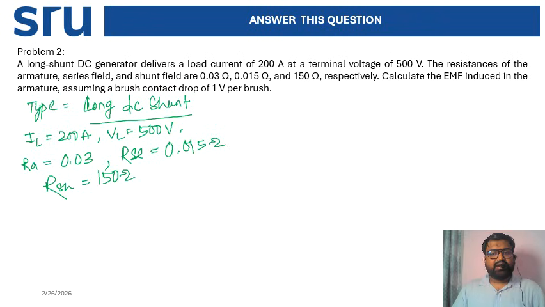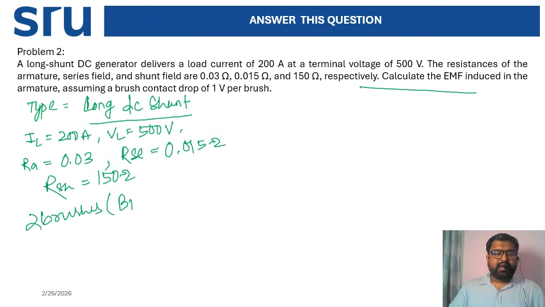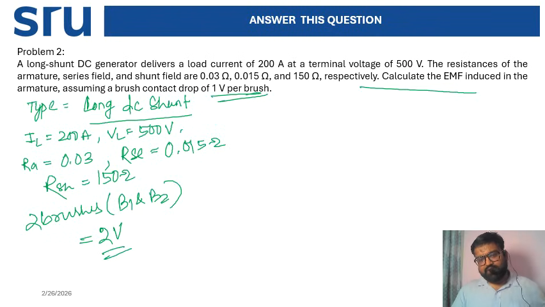Calculate the EMF induced in the armature, assuming the brush drop of 1 volt per brush. Here brush voltage is given, and we know that there are two brushes we are using. That is your B1 and B2. If 1 volt per brush, then two brushes means total voltage drop equal to 2 volt. Keep in mind that always in the DC generator, if two brushes we are using, the total brush drop voltage equal to 2 volt.